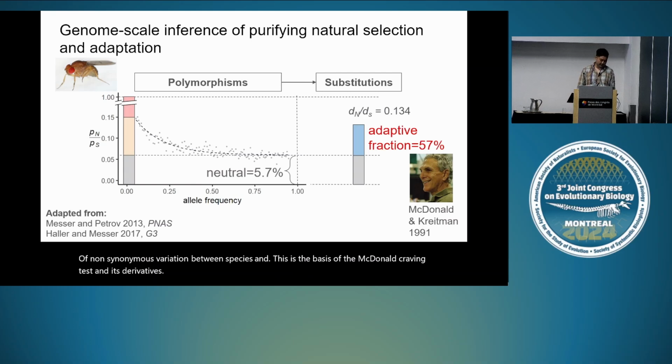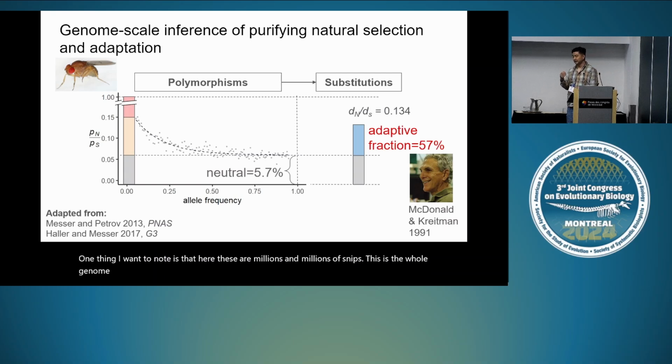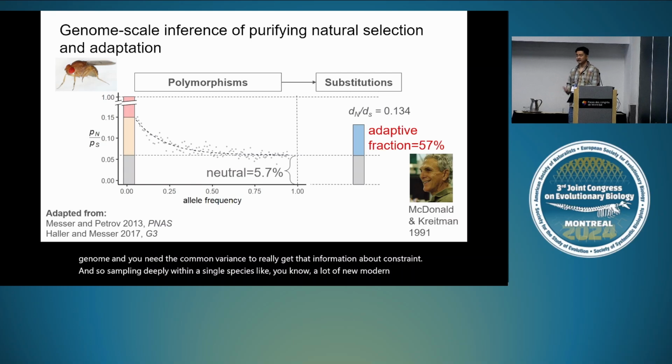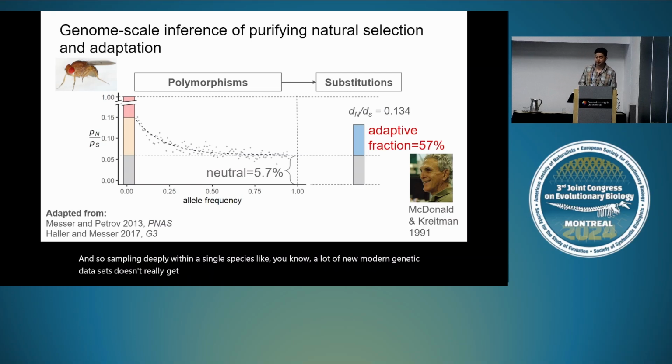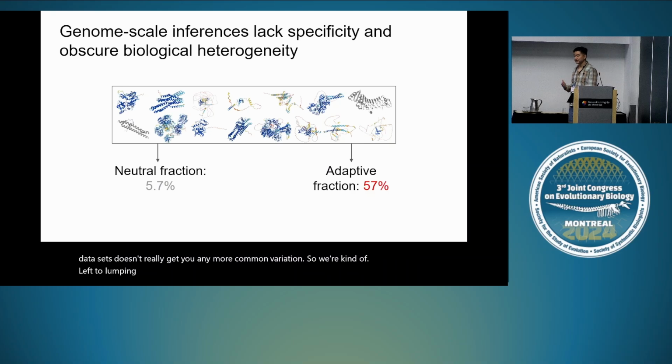One thing I want to note is that here, these are millions and millions of SNPs. This is the whole genome. And you need the common variants to really get that information about constraint. And so sampling deeply within a single species, like a lot of new modern genomic data sets, doesn't really get you any more common variation. So we're left lumping over a lot of heterogeneous elements in the genome. And because of that, I think we lose a lot of specificity.